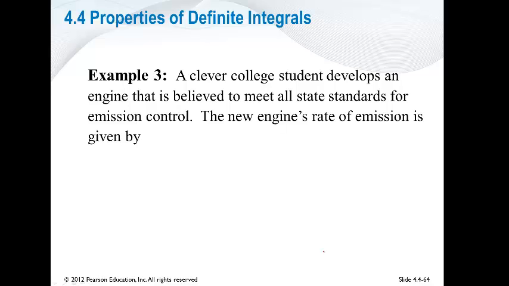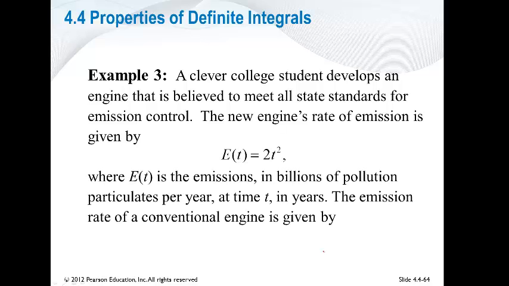A clever college student develops an engine that is believed to meet all state standards for emission control. The new engine's rate of emission is given by E of t equals 2t squared, where E of t is the emission in billions of pollution particulates per year, and t is the time in years. The emission rate of a conventional engine is given by C of t equals 9 plus t squared, and t is the same time in years. So we have a new engine and a conventional engine, and what is the question now?